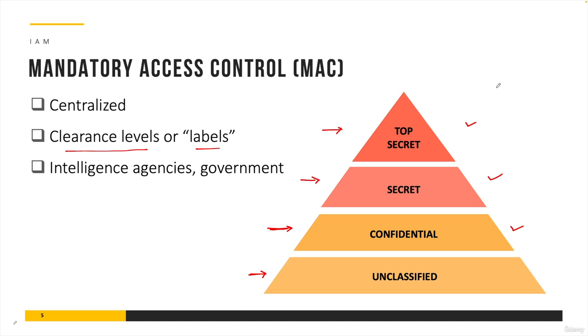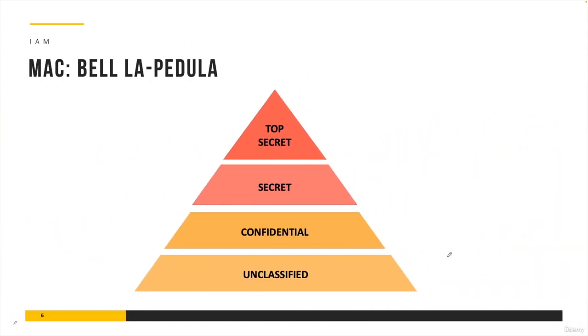Just understand, you have the subjects, which can be, for example, people, and then you have the objects, which are basically resources. And everything is classified. People have security clearance levels and resources or objects also have security clearance levels. The person has to have at least the same level or a higher security clearance level in order to read that document. And this is how mandatory access control works. One of the most well-known models that exemplifies mandatory access control, or MAC, is the Bell-LaPadula model, and it's very widely used in the intelligence community.